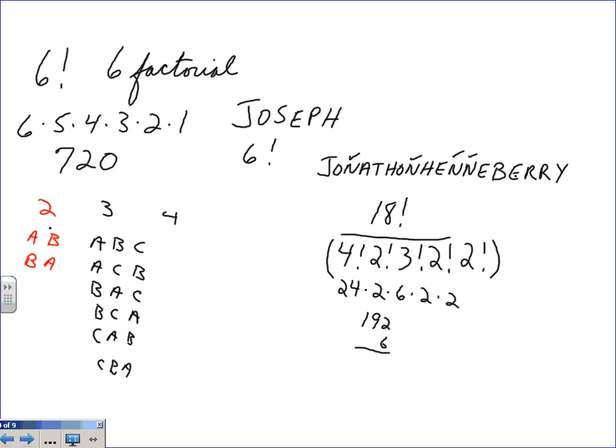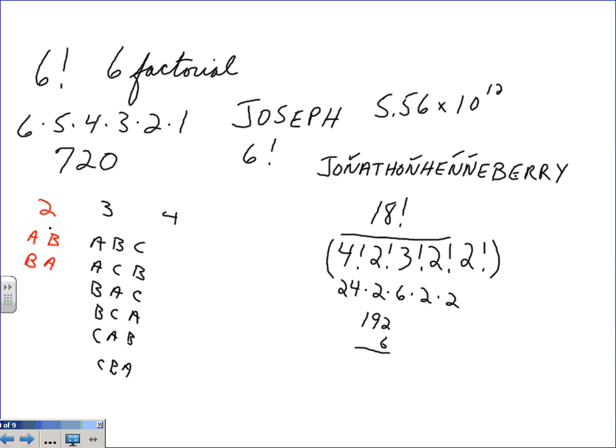Divided by, I'm going to use parentheses, 6 times 192. And that's a pretty big number. Unfortunately, I picked a name with a lot of letters in it. But it comes out to about 5.56 times 10 to the 12th power. That's how many different ways I could arrange his name. Which I think it's over 55 billion, I think. Okay.